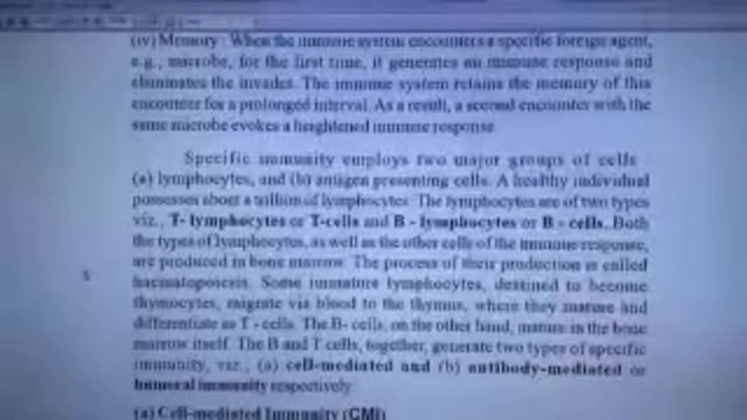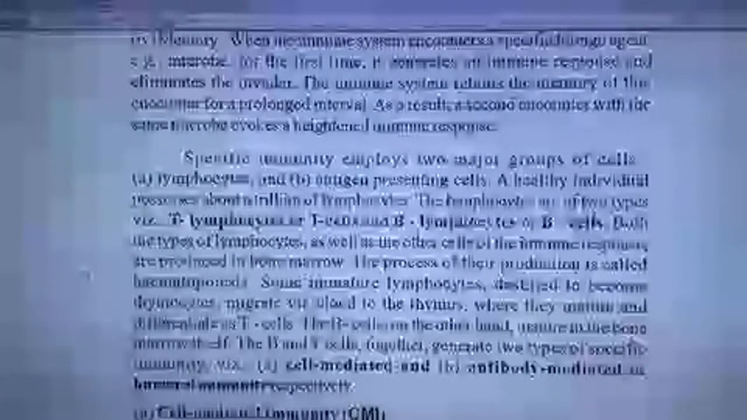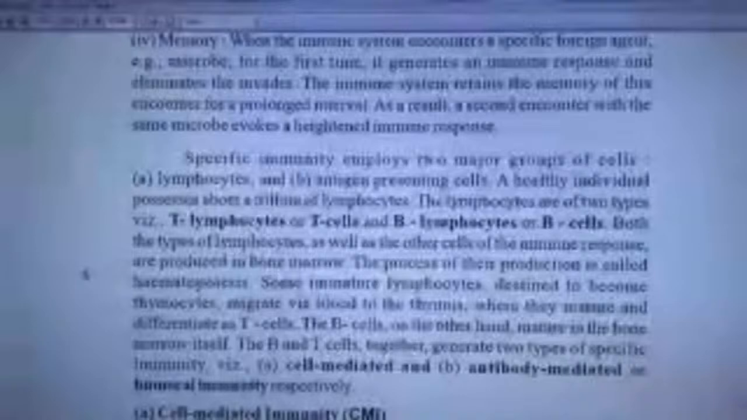4. Memory. When the immune system encounters a specific foreign agent, for example a microbe, for the first time, it generates an immune response and eliminates the invader. The immune system retains the memory of this encounter for a prolonged interval. As a result, a second encounter with the same microbe evokes a heightened immune response.